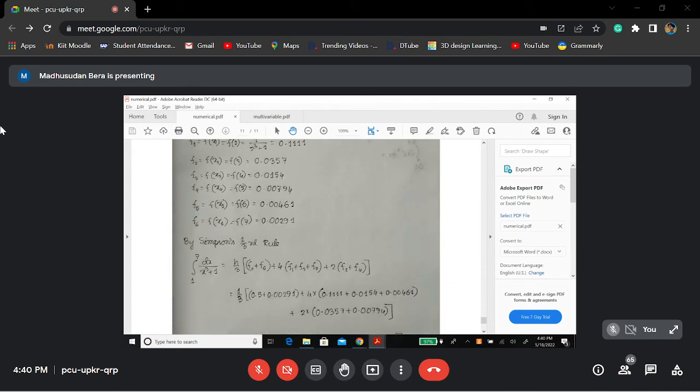Then Simpson 1/3 rule: h by 3, first plus last, F0 plus F6. 4 times odd index, F1, F3, F5. 2 times remaining even index. So remaining are except 0 and 6, so 2 and 4, F2 plus F4. That way it is calculated. Is this okay?